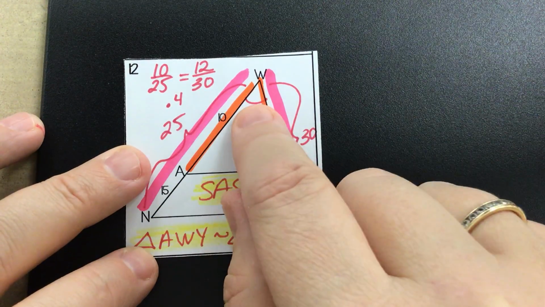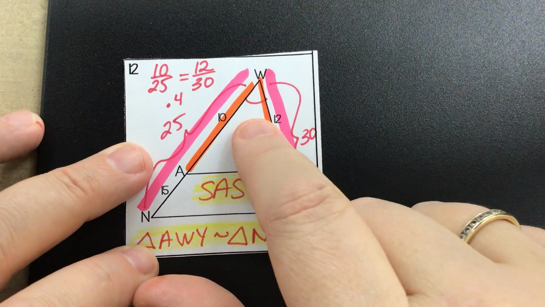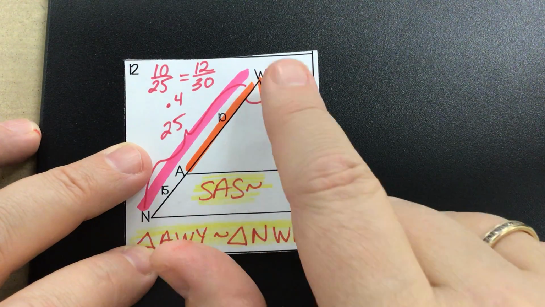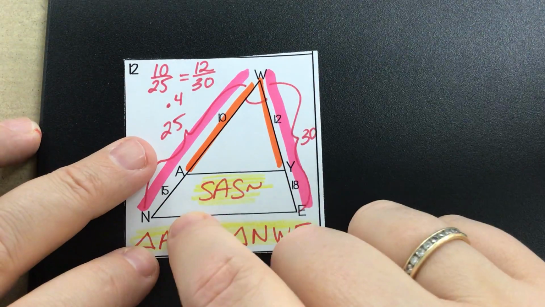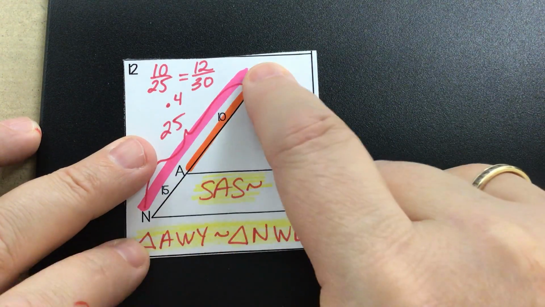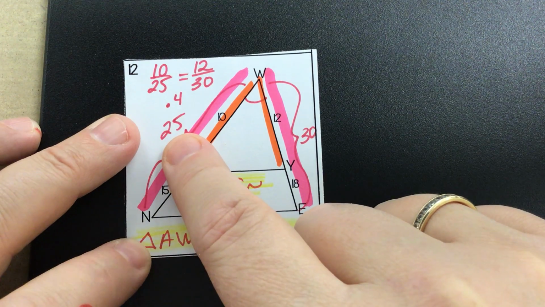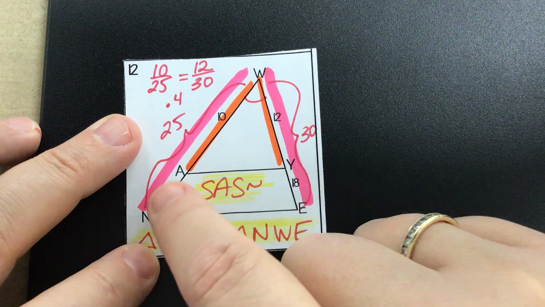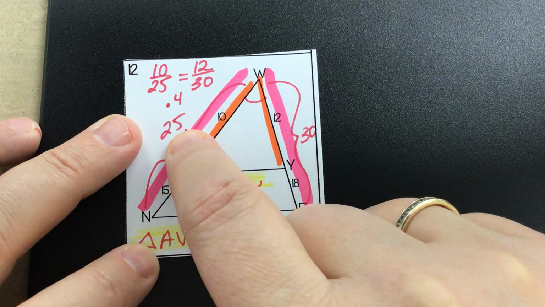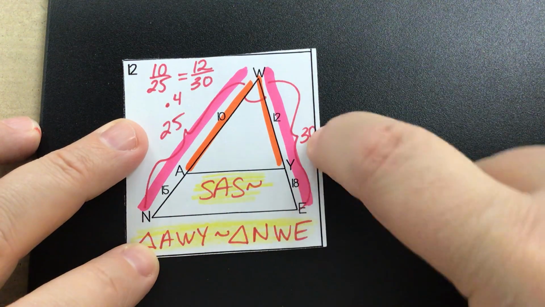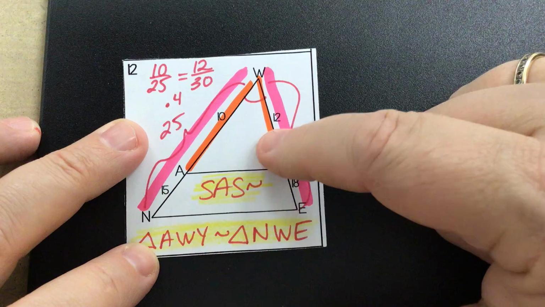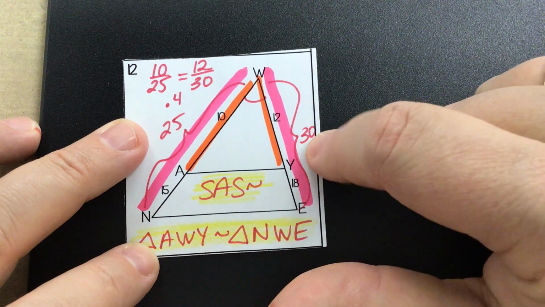And again, I can state angle W is congruent to itself by reflexive because angle W is in the little triangle and it's in the big one. So if I match up the sides here, 10 is going to go with this side of 25. Where I get the 25 is 10 plus 15 is 25. And the other part, this 12 goes with the side of 30. Again, where I get the 30 is 12 plus 18 is 30.